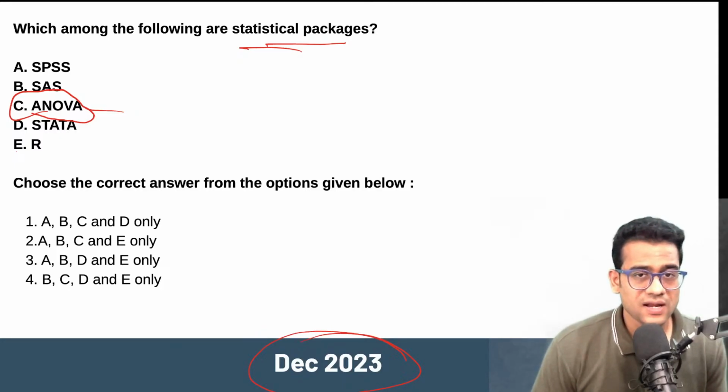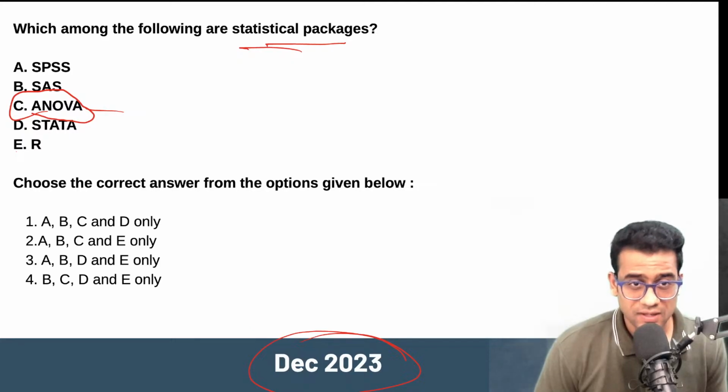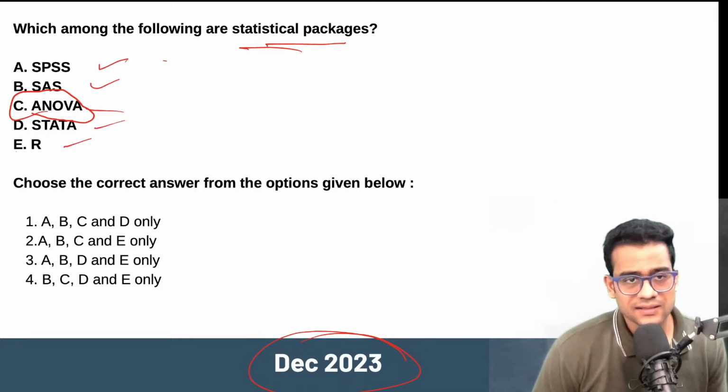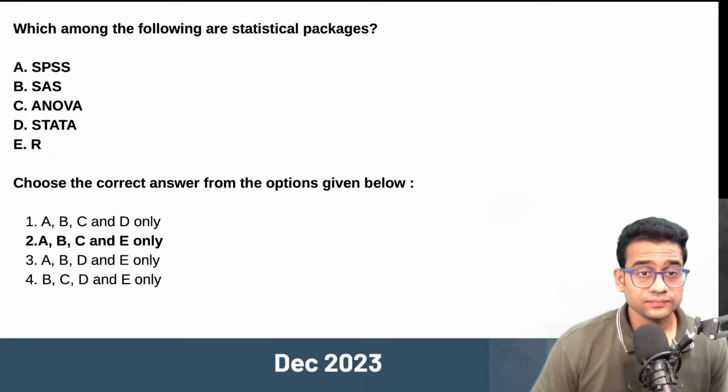So this is not a statistical package software, it is a hypothesis testing test. So SPSS, SAS, Stata, R. Among these, R is open source, free, and these are proprietary software. So the right answer would be A, B, D, E. चलिए देखिए, इससे क्वेश्चन पूछा गया है.